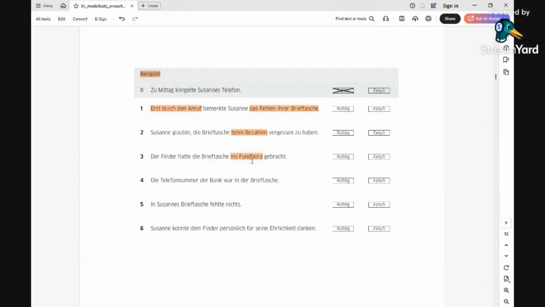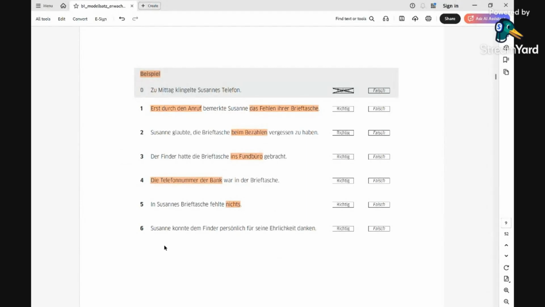Okay. Nummer 4. Die Telefonnummer der Bank war in der Brieftasche. So I'm going to highlight the Telefonnummer der Bank. Okay. So the phone number of the bank was in the purse. We don't know. We are going to find out. Nummer 5. In Susannes Brieftasche fehlte nichts. So in Susanne's purse, nothing was missing. So we are going to underline here nichts because it's that keyword. Maybe something was missing. So we're going to find out.